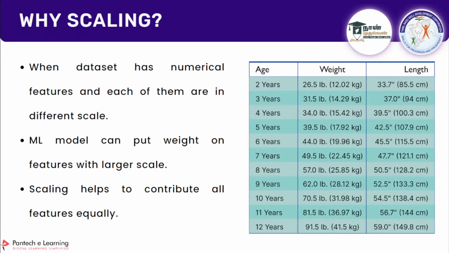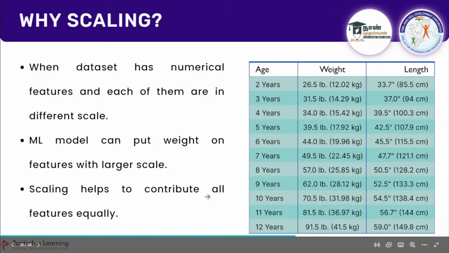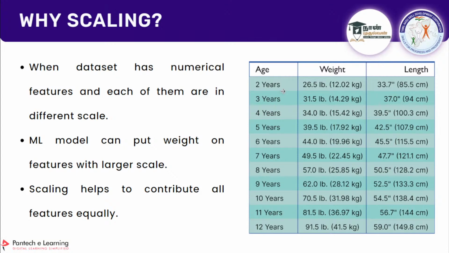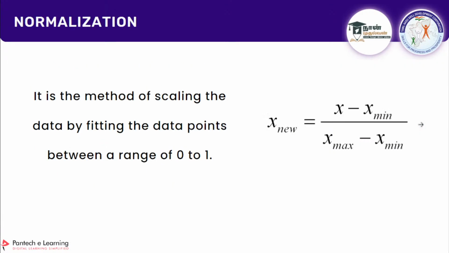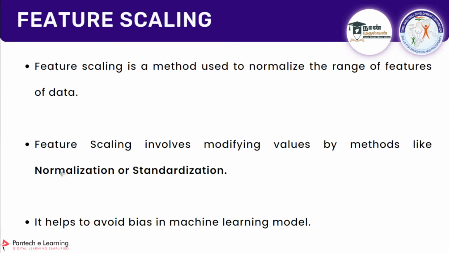All these features should be equally taken. So for that, we are going to do the scaling, which helps to contribute all the features equally. So if you scale it, we are going to do something known as normalization or standardization. So it will change all these values based on some statistics. So with that, if they are in normal scale, we can give it to the machine learning model and do further processing.